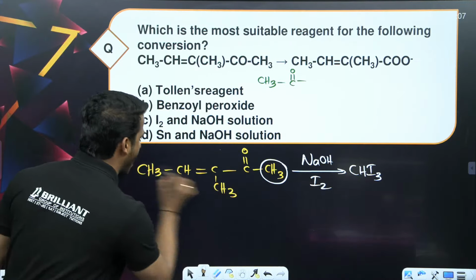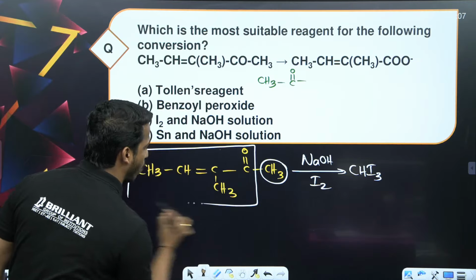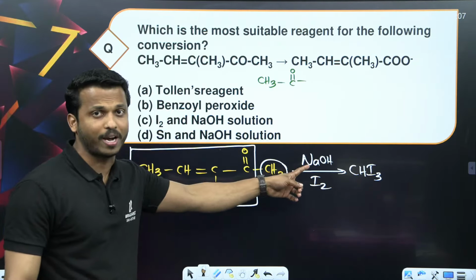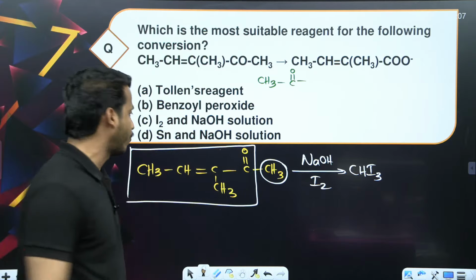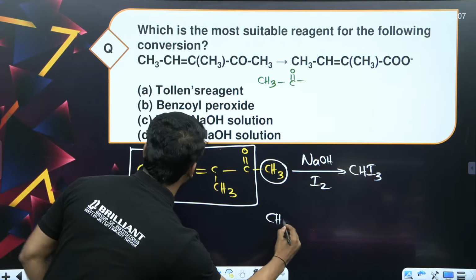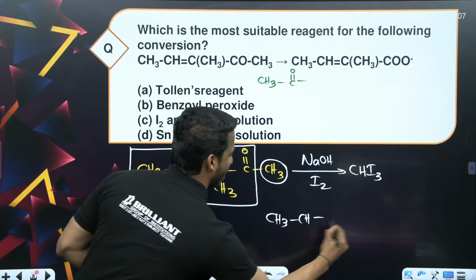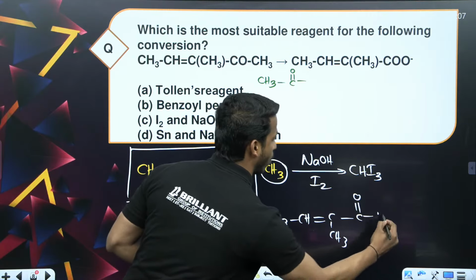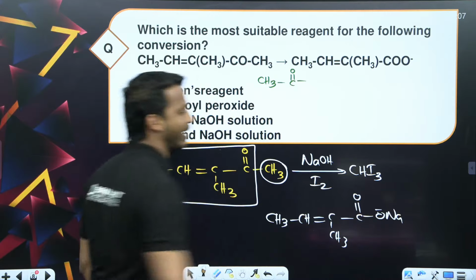What about the other part? The entire other part becomes what? The acid, sodium salt or potassium salt? It's sodium salt, since we use sodium hydroxide. So it becomes the sodium salt of the acid. We will get the byproduct as CH3, CH double bond C, CH3, C double bond O, O minus Na plus.